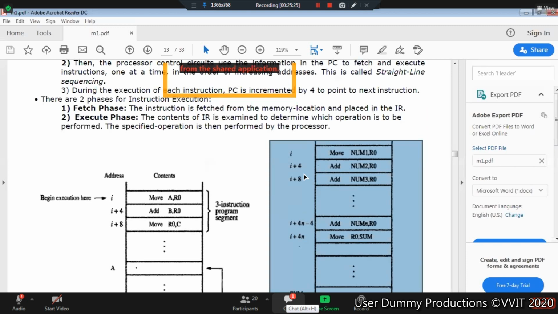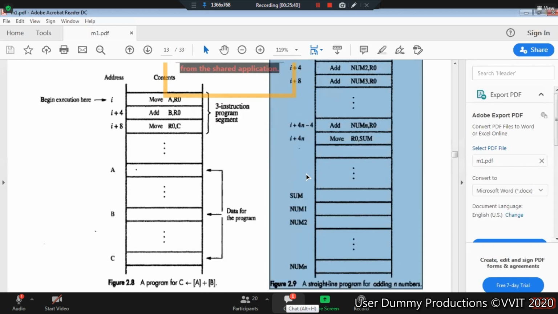So the program we are doing is adding some n numbers. It can be 10 numbers, or 5 numbers, 6 numbers, or 15 numbers. N numbers we are going to add and store the sum, that is, store the result in the memory location sum. Suppose I give one example, then you will understand.